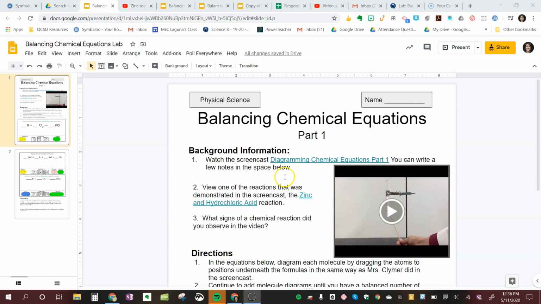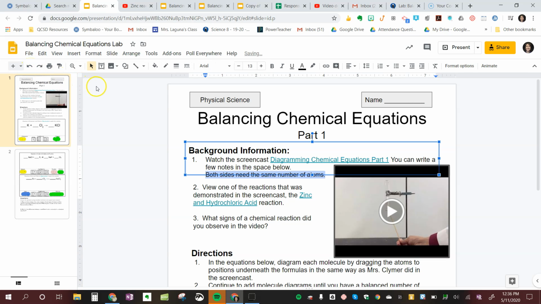What notes did you write in the space below, Angelina? Okay, so in the space below, I wrote that both sides of the chemical equation, on both sides of the arrow, need to have the same number of atoms in it. Very good. What did you write for number 2 after you watched the video? So the reactions that I saw demonstrated in the video were bubbles formed, heat formed, and also there was gas. That's correct.